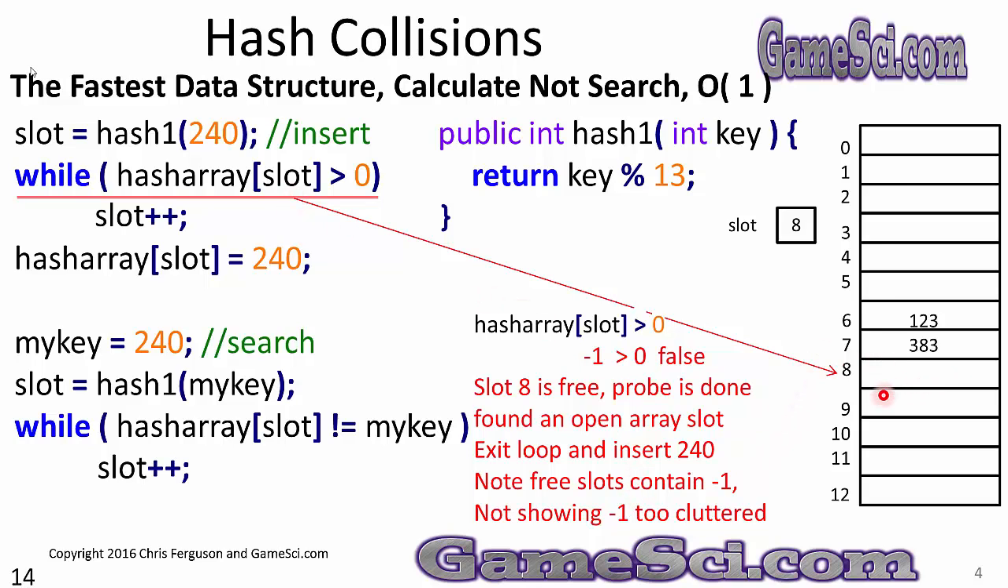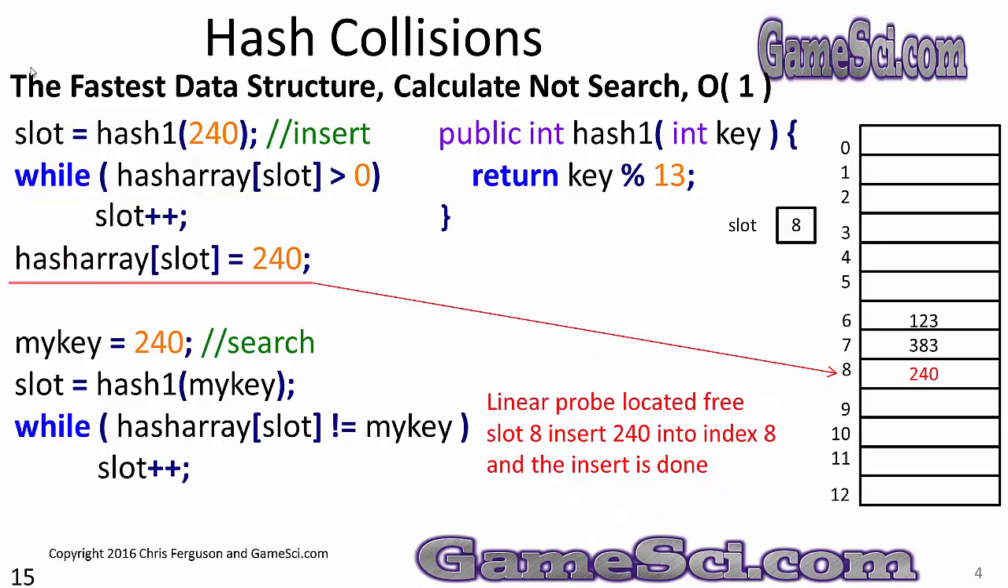Note, free slots contain -1. I'm not showing a -1 in every one of these slots just because it's too cluttered when it does. But let's just use -1 as our indication that a slot is open. And this loop will exit when it finds that -1. When it finds that -1, it'll exit the loop, and wherever slot happens to be, which is a free slot, it'll insert the 240. Linear probe located the free slot 8 and inserted 240 at index 8, and the insert is done.